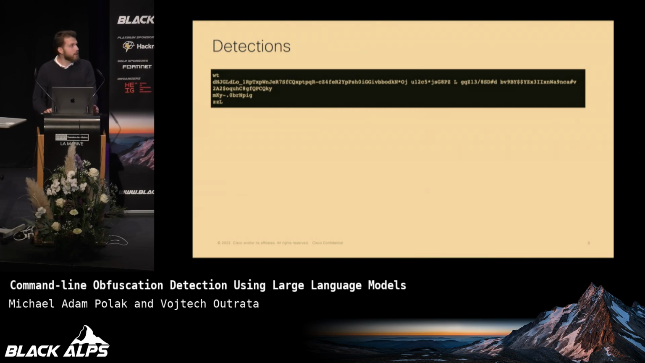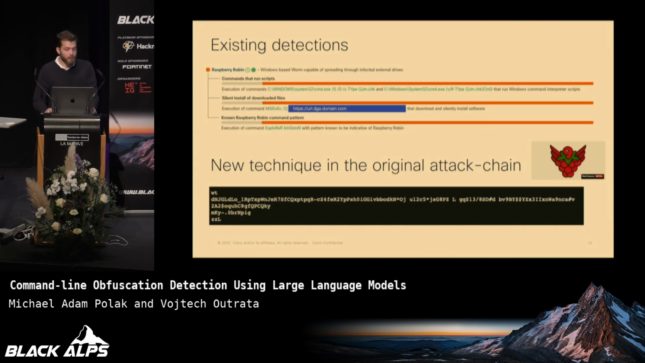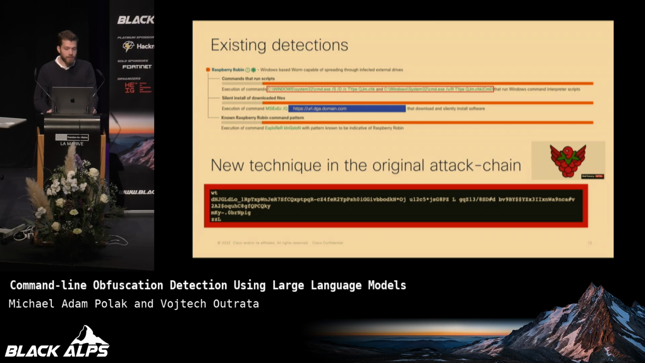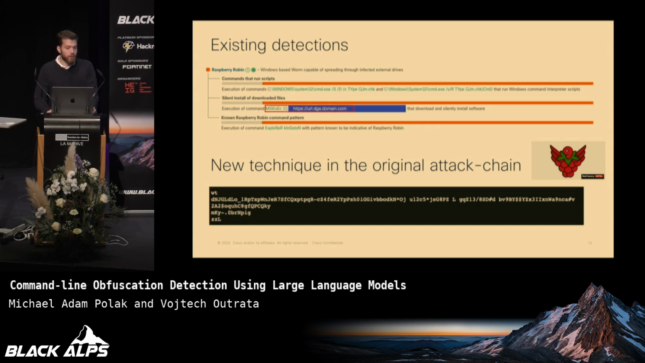We reconstructed the process trees and actually realized that it's a new technique that is being used by the Raspberry Robin malware. The Raspberry Robin malware is a worm that spreads using infected USB drives. As you can see here, it was an infected Kingston flash drive. Afterwards, it executes a cmd.exe script along with the new technique we detected. And then it installs, lastly, a malicious payload from the C2 using MSI exec.